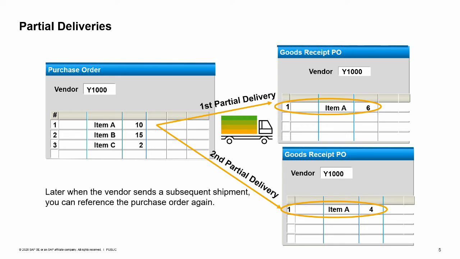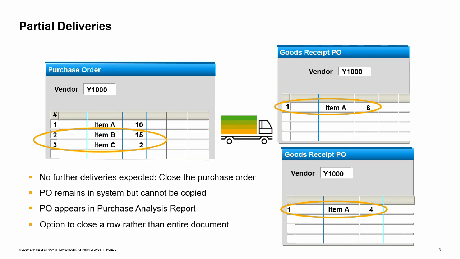Later on, when the vendor sends a subsequent shipment, you can reference the purchase order a second time. You can reference a purchase order as many times as needed, as long as the status is open. If you do not expect to receive any additional deliveries for a quantity of items not yet received, then you should close the purchase order so that the open purchase order quantity is reduced. The status of the purchase order will change to closed.